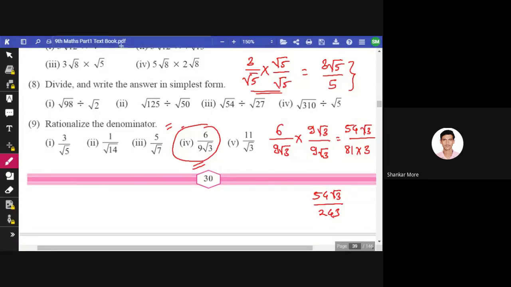All right. There are several ways, but our motto is that we have to rationalize the denominator. The term in the denominator should be in the rational form. It should not contain any.